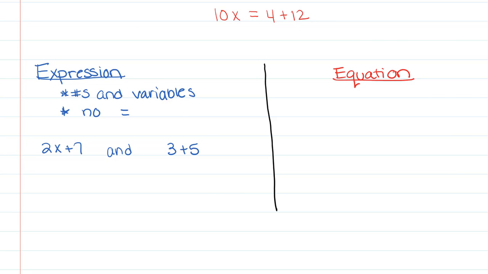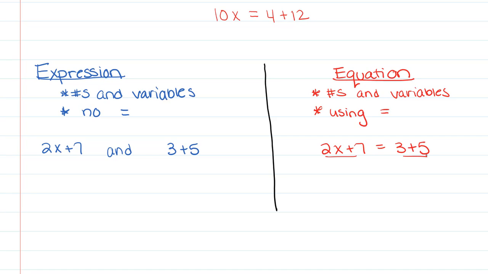Equations, on the other hand, still have numbers and variables, but you're comparing two different expressions with the equal sign. So you are using the equal sign to compare two expressions. So using the same two expressions, making those an equation would say that 2x plus 7 equals 3 plus 5. Okay, so now that is an equation because we have used the two expressions and stated they are equal, meaning they have the exact same value.